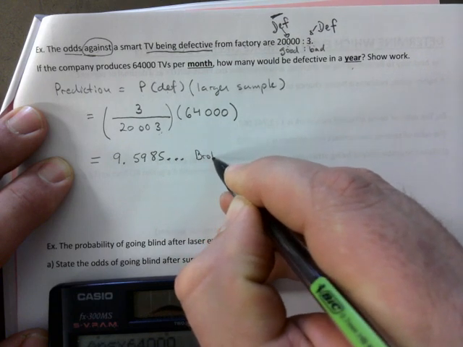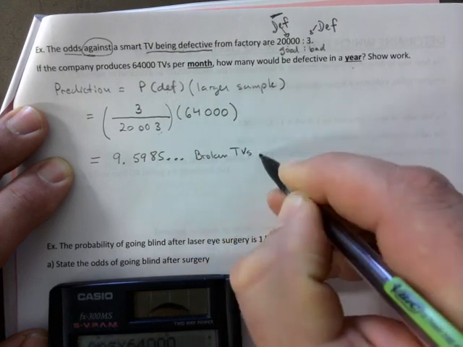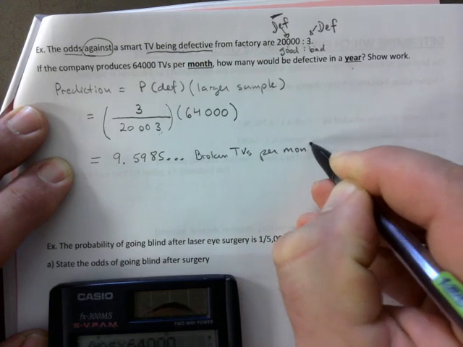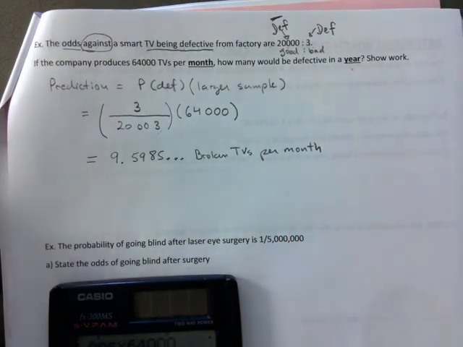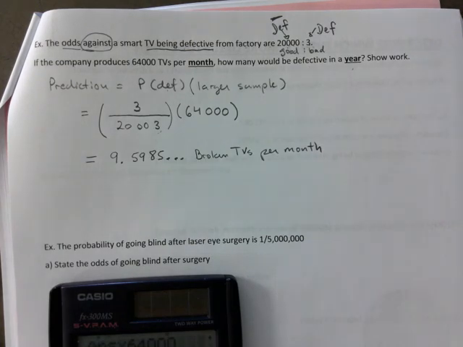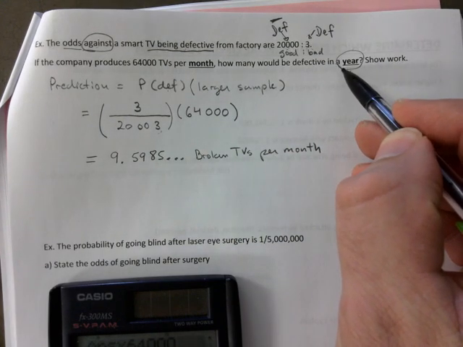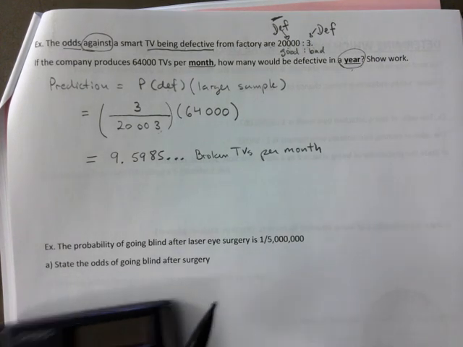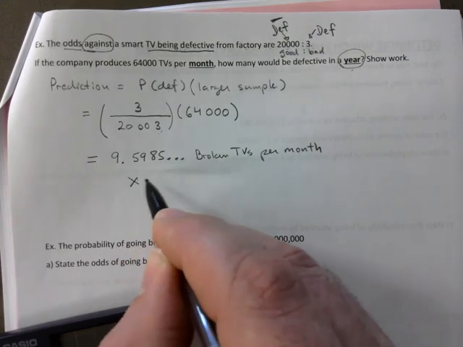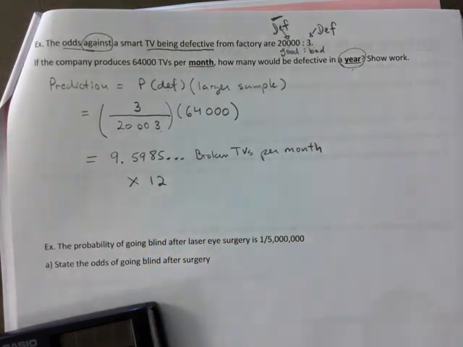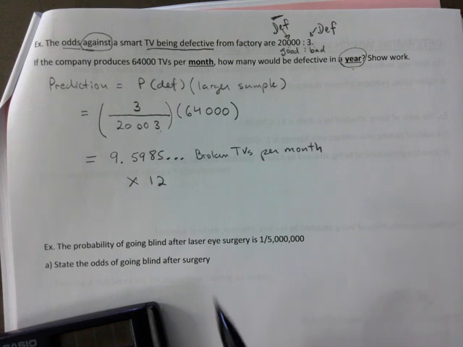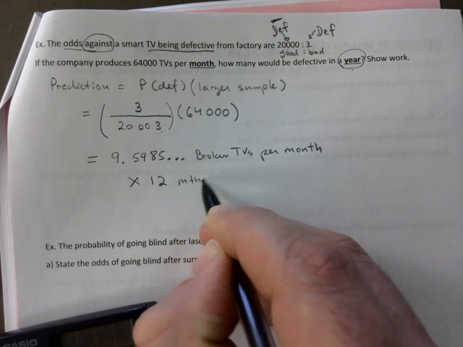Broken TVs per month. You're like, why aren't you rounding, Mr. Dirksen? You should be rounding right about now. Not yet, because they're asking me for a year. Got it? So you're not answering yet. You're just in the process. So there's about 10 TVs that are not working every month, right? Times 12 months.